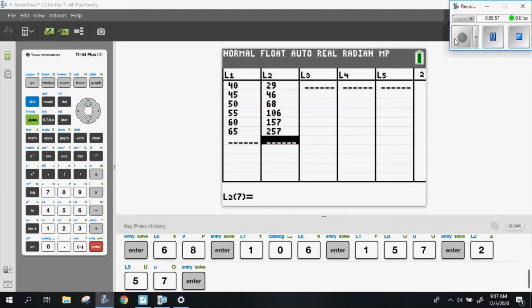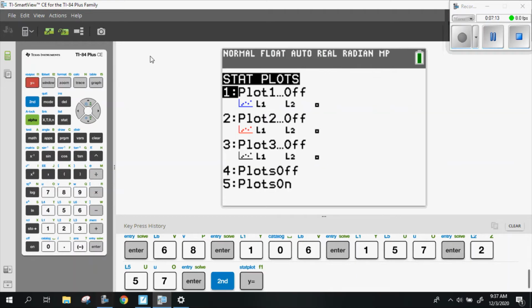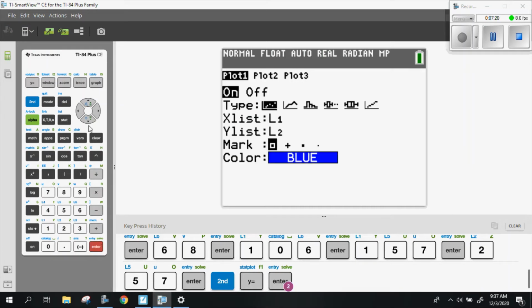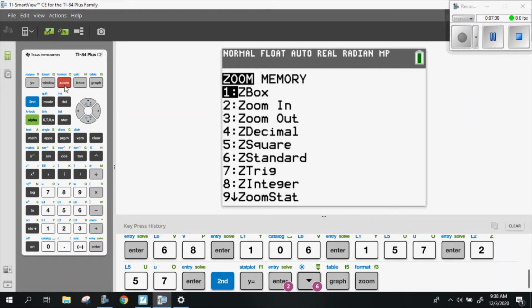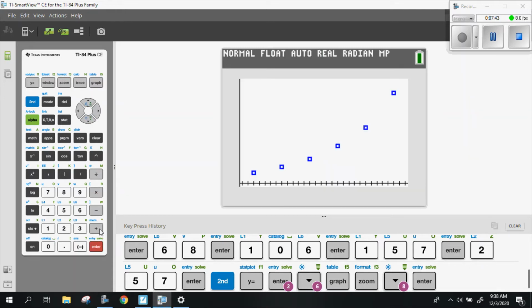So now that you've done that, I'd like to look at the relationship to see what's going on. What does it look like? What type of curve does it look like? So let's go ahead and graph this. In order to do that, we're going to hit second, and we're going to go to y equals. Second y equals takes us to our stat plot. We need to make sure to turn stat plot 1 on. So I'll turn that on. Make sure that our x list is L1 and our y list is L2, and that we are doing a scatter plot. Everything looks good. So we'll hit graph. We'll notice that there's nothing there, and that is because we need to change our zoom settings so that we're looking at statistics. So we'll change that to zoom stats. Hit enter. And there it goes.